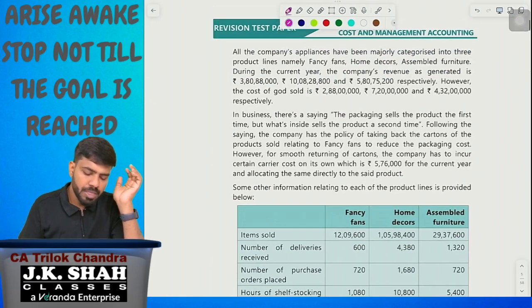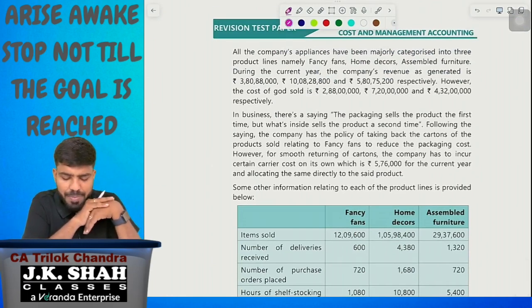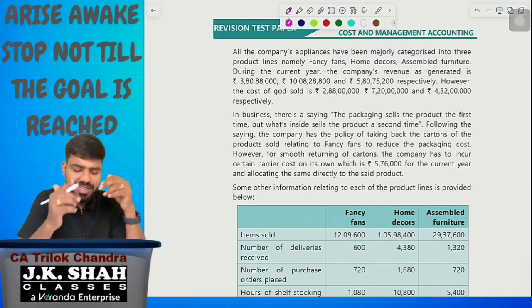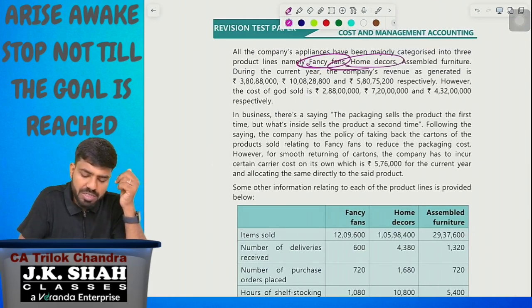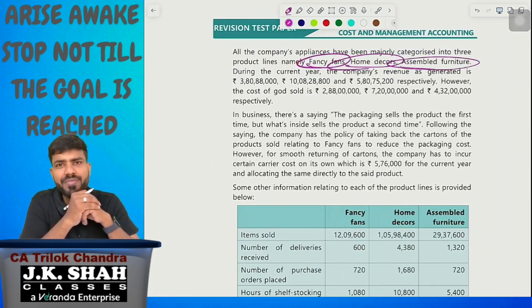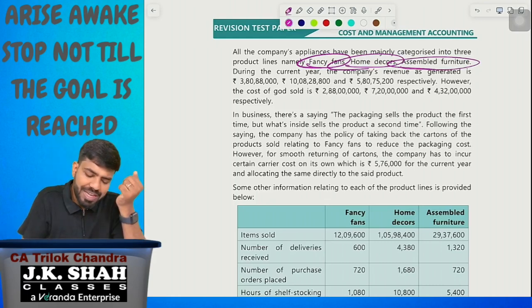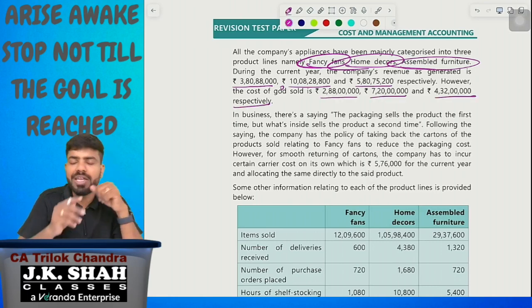Next. All the company appliances have been majorly categorized into 3 product lines, namely fancy fans, home decors, assembled furniture. These are 3 different products handled by Home Mart. During the current year, the company revenue generated is 3 crore 80 lakh 88,000, 10 crore 8 lakh 28,800, 5 crore 80 lakh 75,200 respectively. However, the cost of goods sold is 2 crore 88 lakh, 7 crore 20 lakh, 4 crore 32 lakh, respectively.